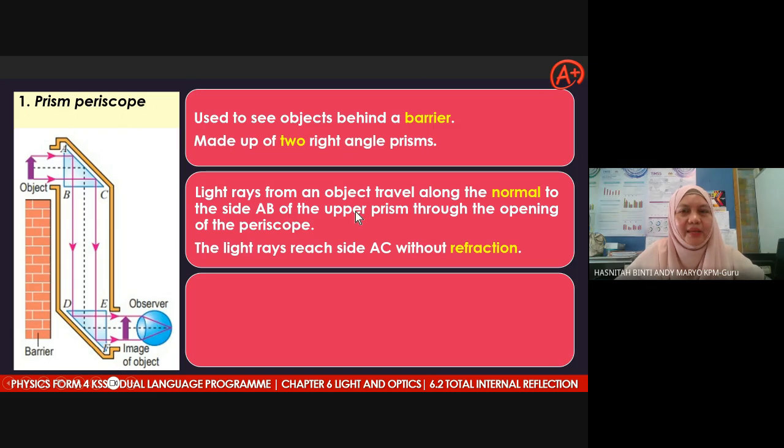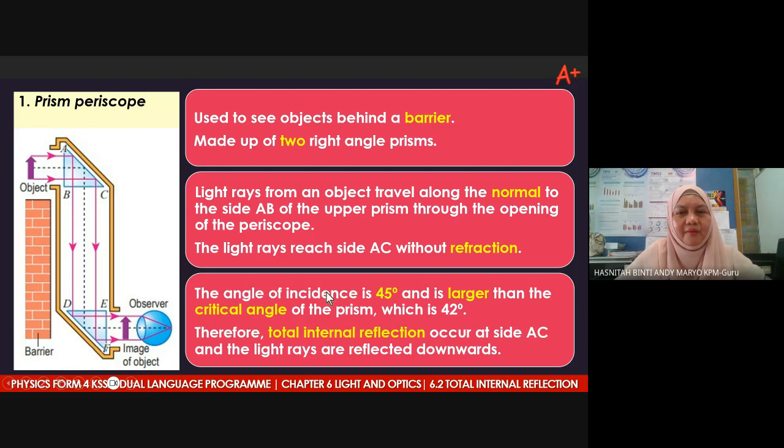Okay, of the upper prism through the opening. So this is the opening of the periscope. Okay, so what happened to this light ray? The light ray reaches side AC. So this is side AC. Without refraction. So you can see no refraction here, but total internal reflection occurs.